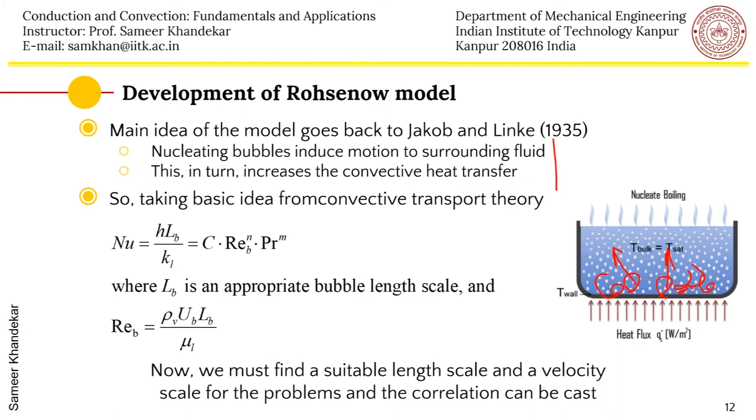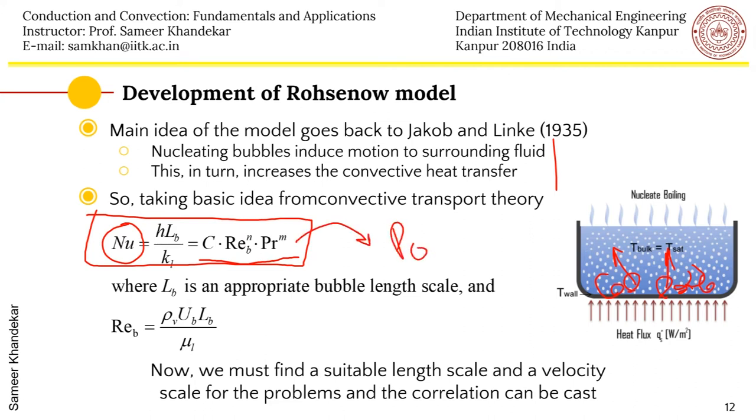So now if you extend this basic model, this power law of the single phase convection, to nucleate pool boiling, what we would like to do is define a bubble Reynolds number. The bubble Reynolds number will require us to define a length scale and a velocity scale. In a pipe flow, for example, the diameter of the pipe is the length scale, and the average velocity is the velocity scale. But in this case, we will have to devise a proper length scale and a proper velocity scale.